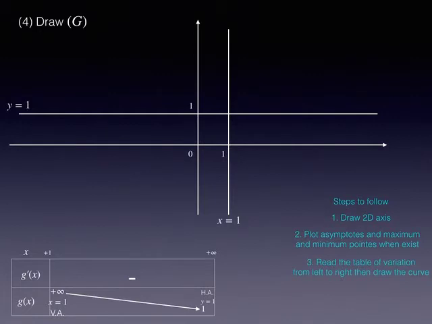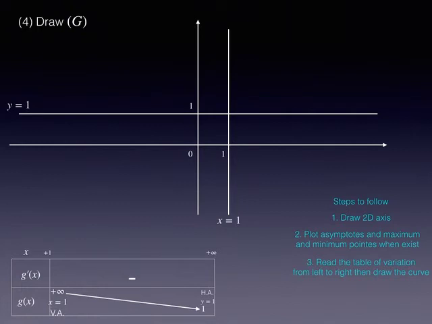So now a third step is to read the table, and the most important step is to read the table of variation from left to right in this way. So we start from the left. When x is plus 1, g of x represents, so you look at the g of x row. So when x is plus 1, g of x, which represents the ordinate or the y, when x is 1, the ordinate is plus infinity. And x equals 1 is a vertical asymptote.